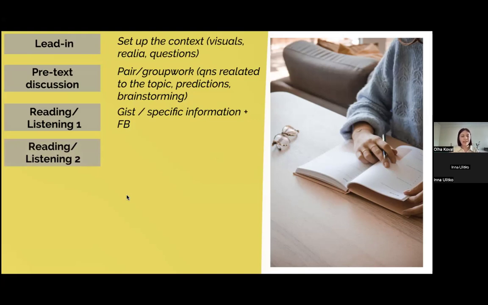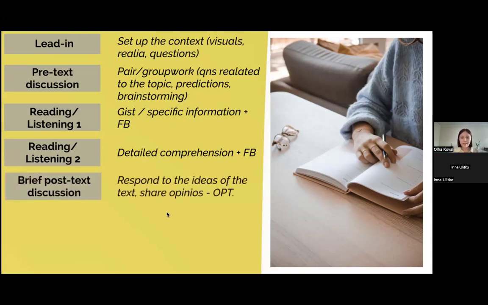Reading or listening two can be for detailed comprehension, and then we can have feedback. If we have enough time and if we want to work on all sub-skills in one lesson, of course we can have reading or listening three. For example, reading or listening one will be for gist, two for specific information, three for detailed comprehension.